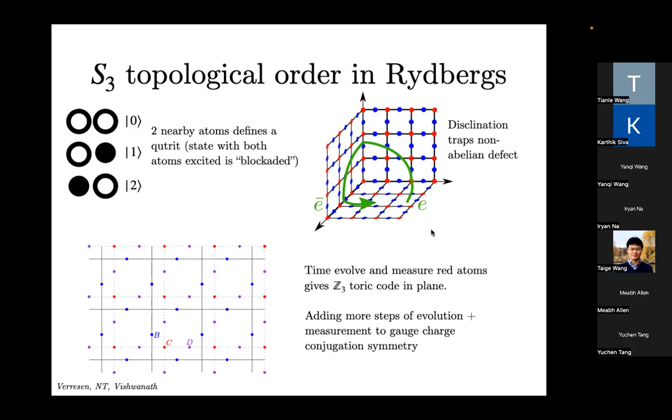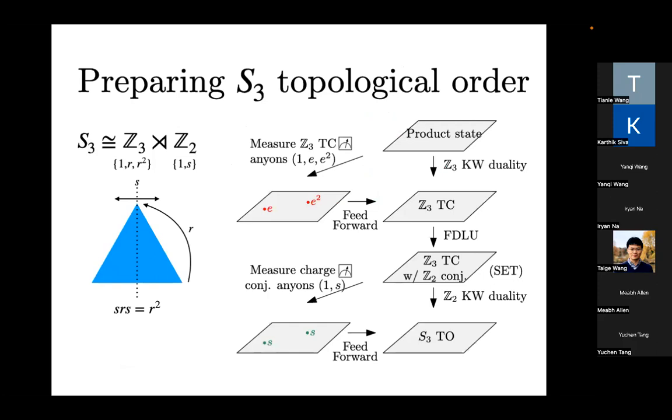Before you even gauge the second one, you can do this sort of geometry. Of course, this can be embedded in flat space, so you have a disclination. One interesting thing in this Z3 toric code is that if you move E around, it will become E squared or E bar. So this disclination traps a non-abelian defect. Even before going to fully non-abelian, you can already explore some of these fun things. Okay, so I explained this S3 as a warm-up. Now, of course, this leads to the question: what other non-abelian states can we prepare in this way?